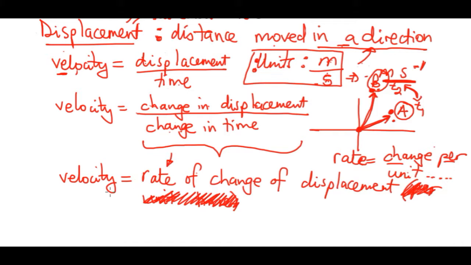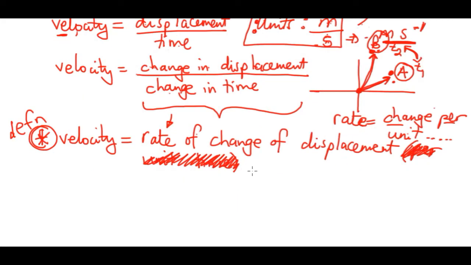So this is the best definition of velocity. I can write here: definition. The definition of velocity is the rate of change of displacement. Straightforward like that. If you're asked in an exam, what is the definition of velocity? It's just the rate of change of displacement.